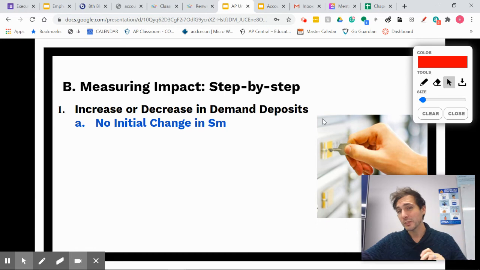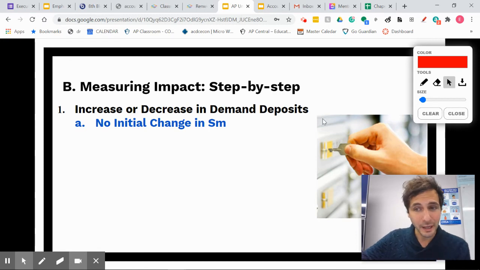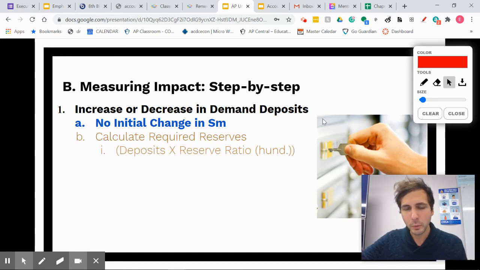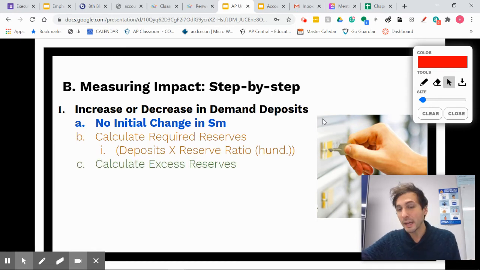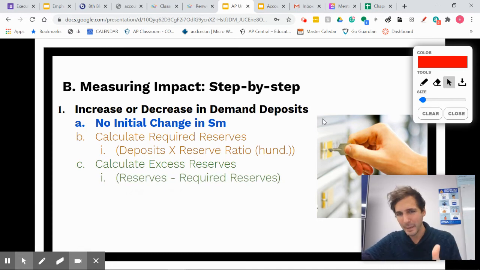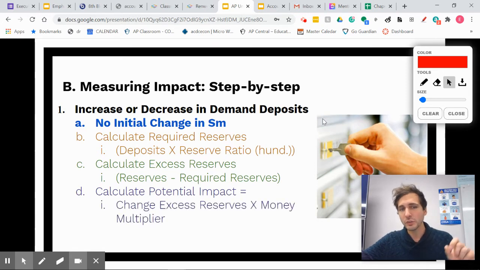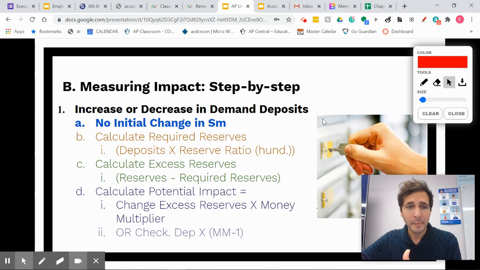So when somebody takes cash and deposits it in the bank, no initial change in the supply of money. It's only when banks lend money out that the supply of money changes. So first you calculate the required reserves, which is your deposits times your reserve ratio. Then you calculate your excess reserves, which is simply their total or actual reserves minus your required reserves. And then you calculate potential impact, which is your change in excess reserves times your money multiplier.